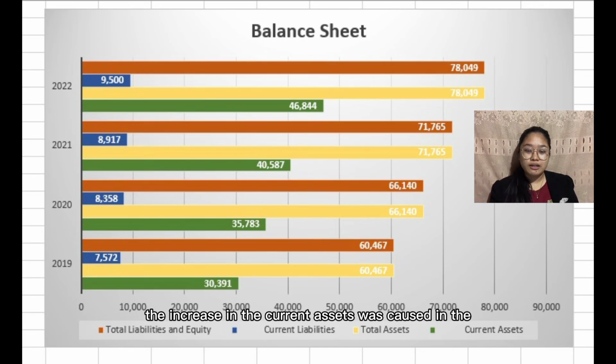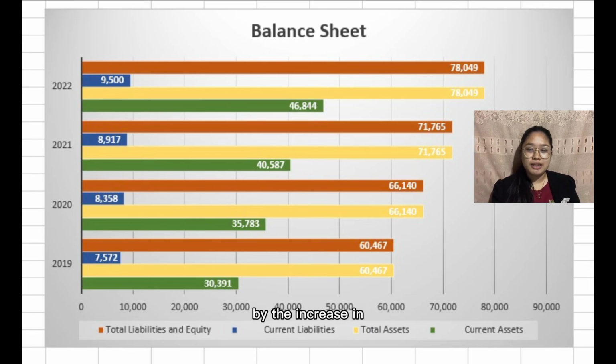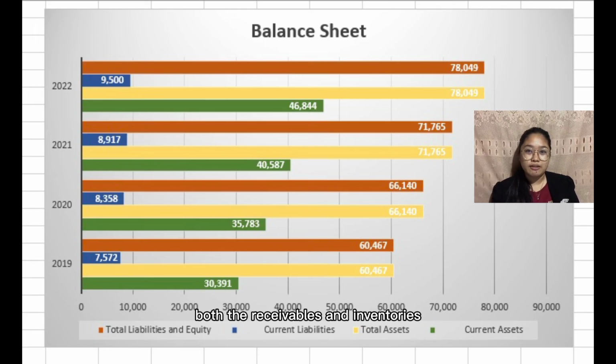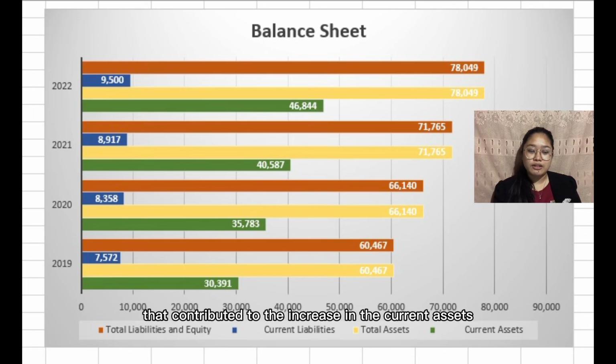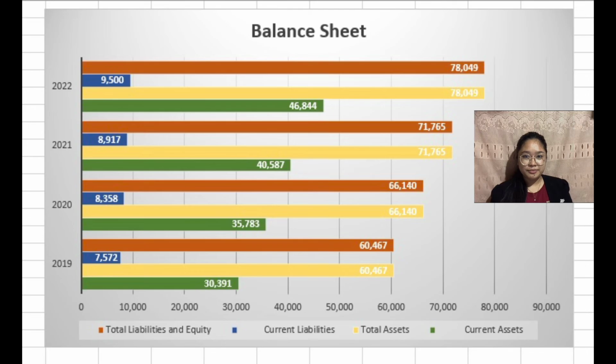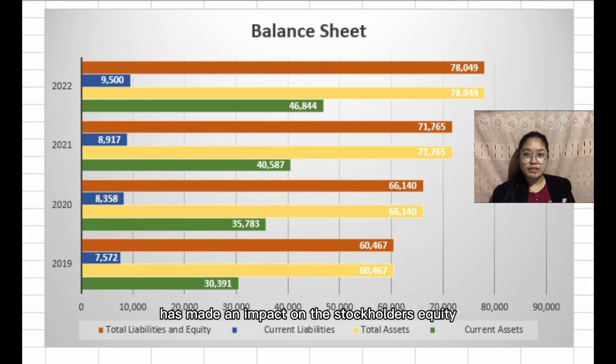The increase in the current assets was caused by the increase in both the receivables and inventories. There is also an increase in the valuation of the fixed assets that contributed to the increase in the current assets. The increase in the stock price and market value of equity has made an impact on the stockholders' equity.